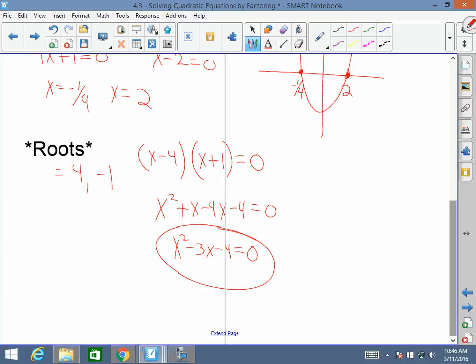Sometimes they will give you the roots, and if they say the roots of a certain quadratic function are 4 and negative 1, find the quadratic function, you go backwards. The root of 4 goes to x minus 4, times the root of negative 1 goes to x plus 1. And now you FOIL and you get your quadratic function.